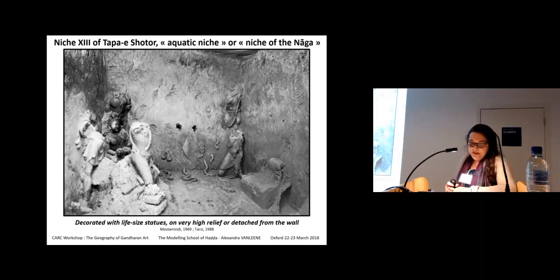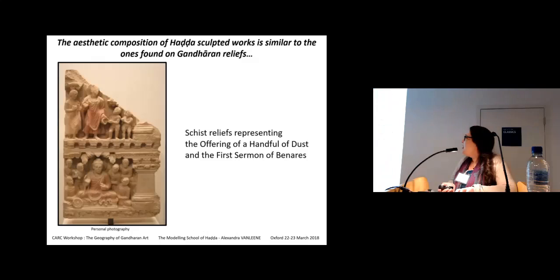Let us consider some examples in Haḍḍa's artistic production, first of all to highlight similarities between Haḍḍa and other sites of Gandhara. Most of the time, the composition of sculpted scenes discovered in Haḍḍa is quite similar to the ones found on Gandharan relief. Here is, for example, a conventional relief from Haḍḍa.